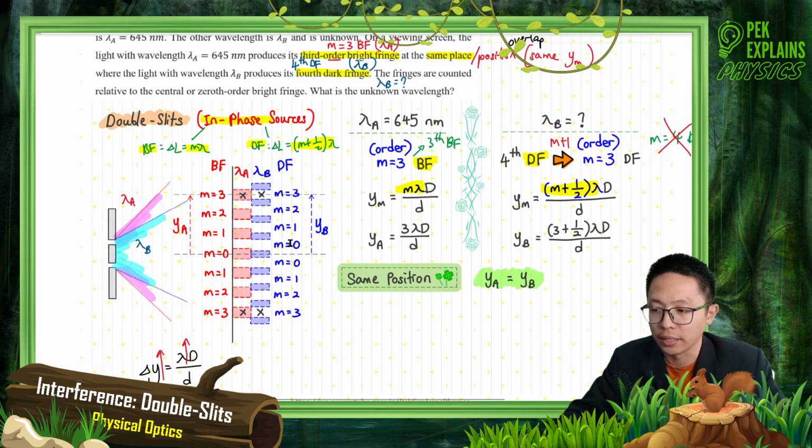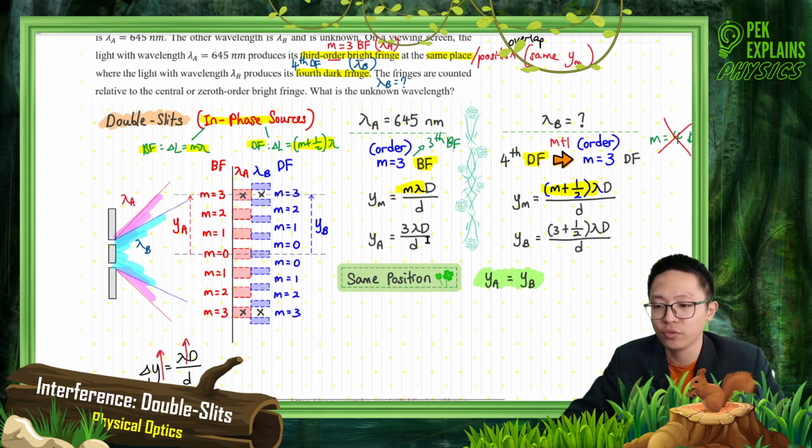You see this one the order is for bright fringe for lambda A. This order is the order for dark fringe. I'm not referring to the bright fringe of lambda B. I'm referring to the dark fringe of lambda B only. Dark fringe of lambda B. So the third order dark fringe for lambda B, same position as the third order bright fringe for lambda A. So that means the YA and YB equal. Okay? So same position, YA equal to YB.